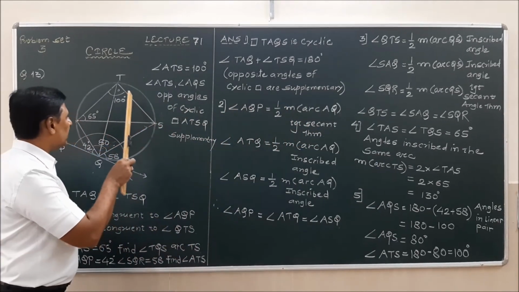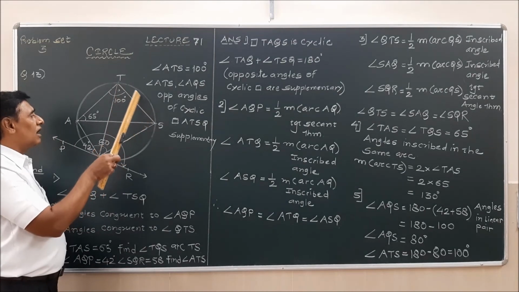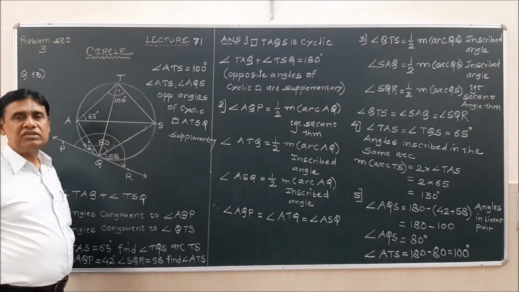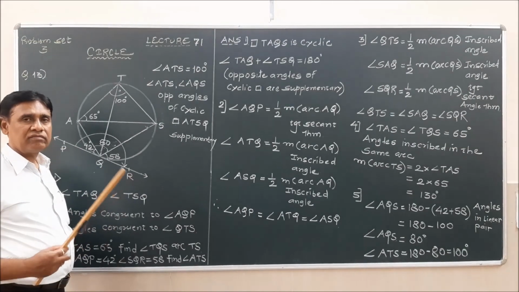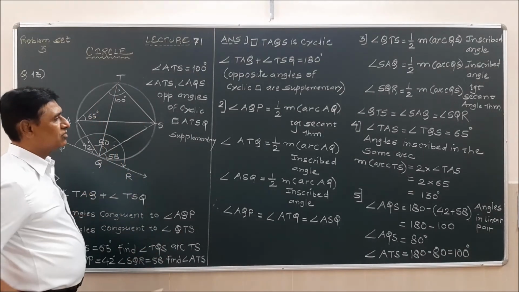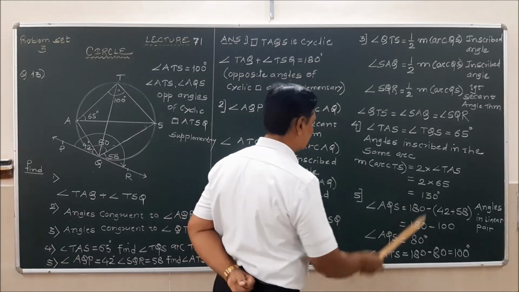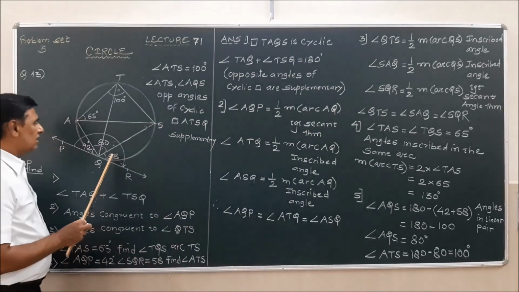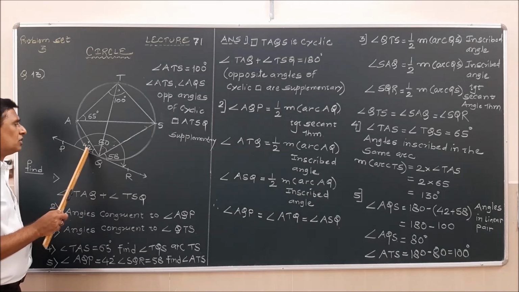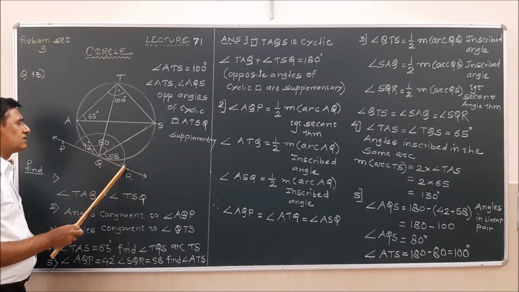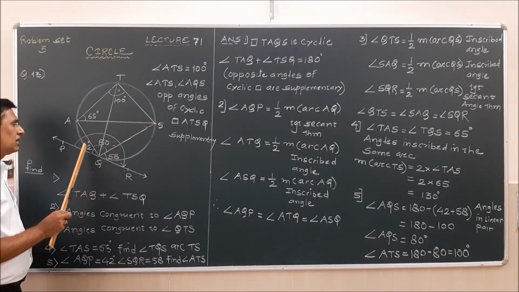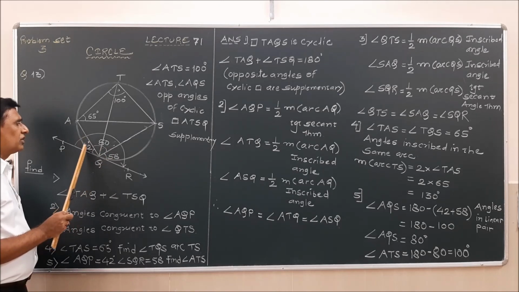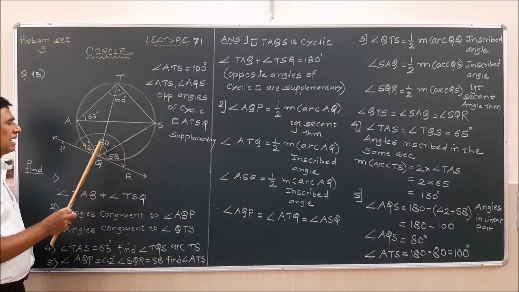Now, the intercepted arc is twice the measure of the inscribed angle, or the inscribed angle is half the measure of the intercepted arc. So arc TS is equal to twice 65, and you will get it as 130. Next to that, this angle is given 58 and this is given as 42. So these are all angles in a linear pair. So AQS is equal to 180 minus 58 plus 42. 58 plus 42 is 100. 180 minus 100 will give us angle AQS as 80.